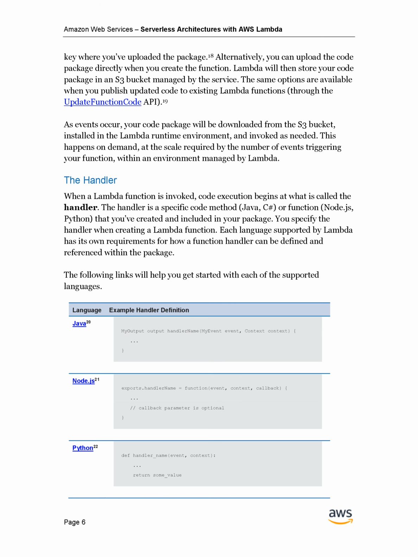As events occur, your code package will be downloaded from the S3 bucket, installed in the Lambda runtime environment, and invoked as needed. This happens on demand, at the scale required by the number of events triggering your function, within an environment managed by Lambda. The handler. When a Lambda function is invoked, code execution begins at what is called the handler.